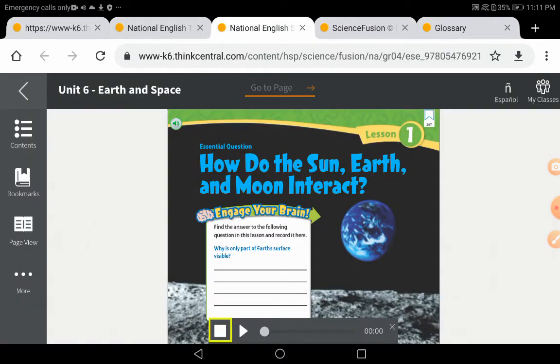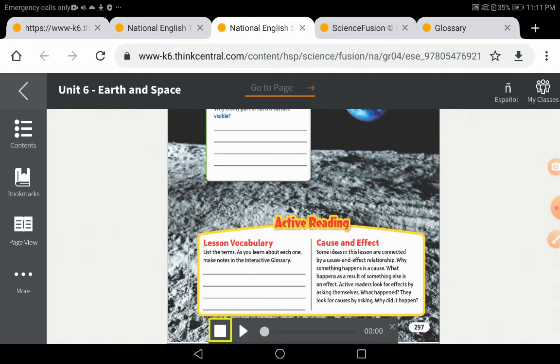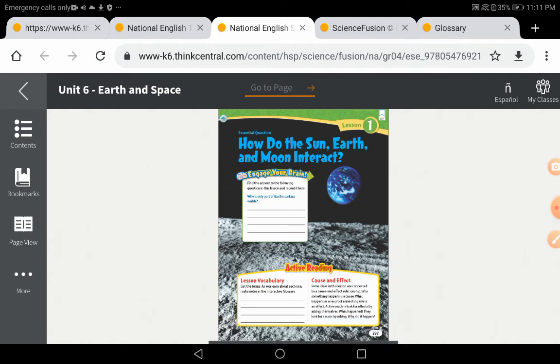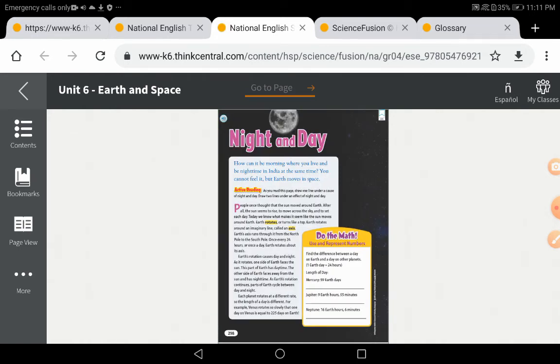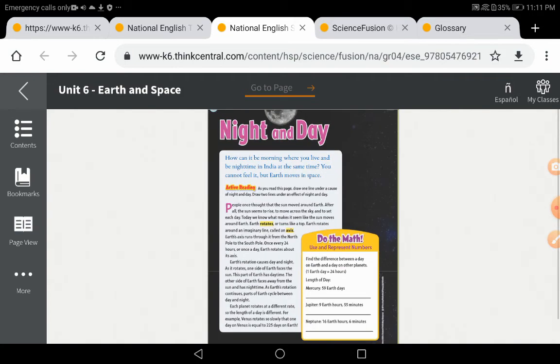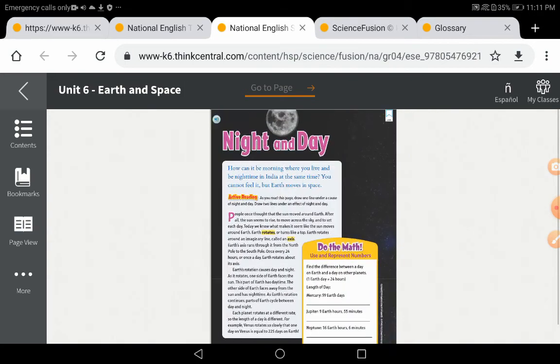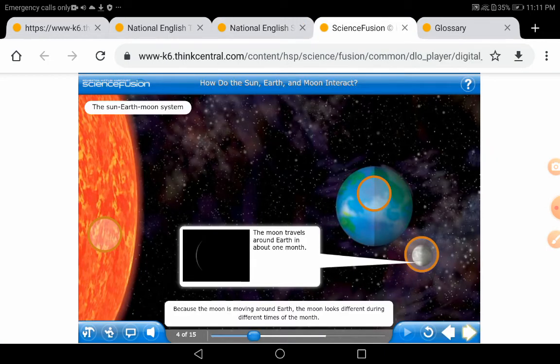Now let's go back to your book. Let's see the other page. It talks about night and day. Why do you think that we have night and day? Let's see this slide.